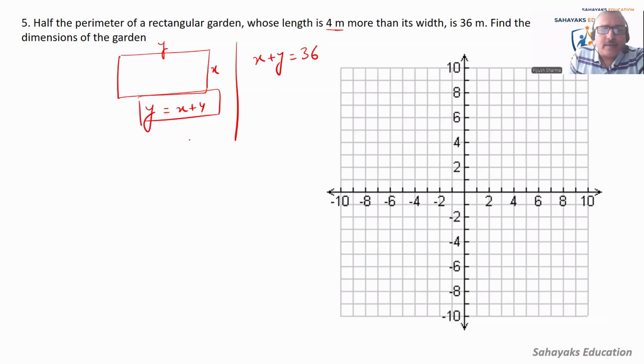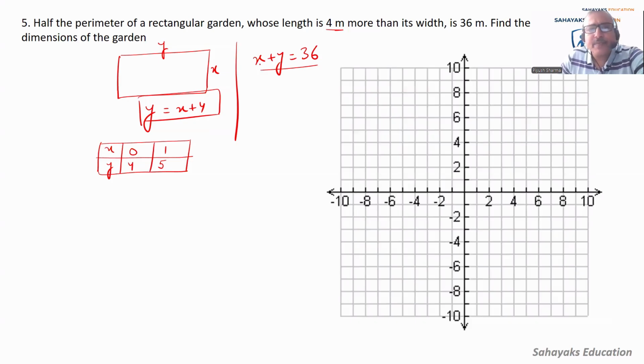So let's make a graph again. We have x and y. If I put the value of x as 0, y comes as 4. If I put the value of x as 1, y comes as 5. That's a simple one, so we can make this graph. But this will be difficult because we have a short space. I can say the value of x is 10, the maximum value, so y comes out to be 26. I will not be able to place 26 here, so I'll not be able to make this on this graph.